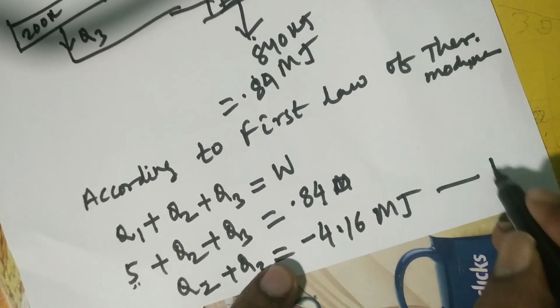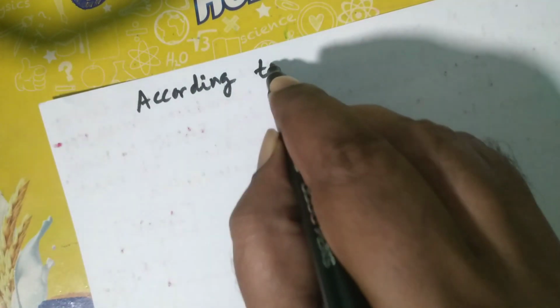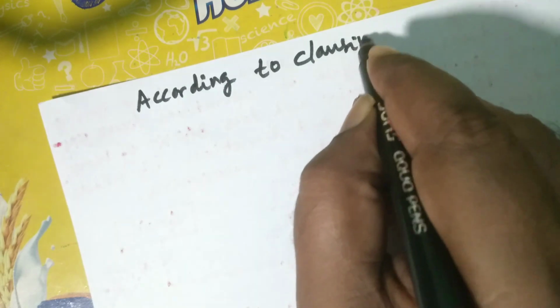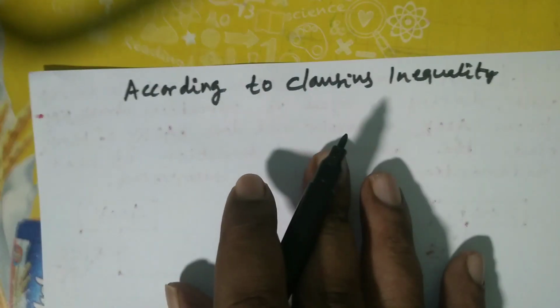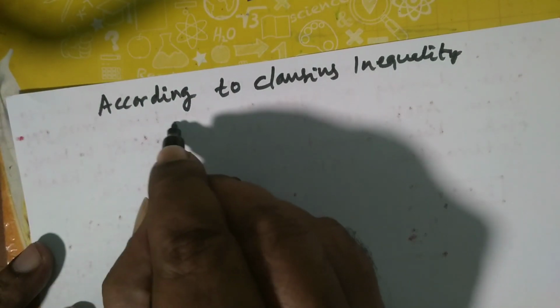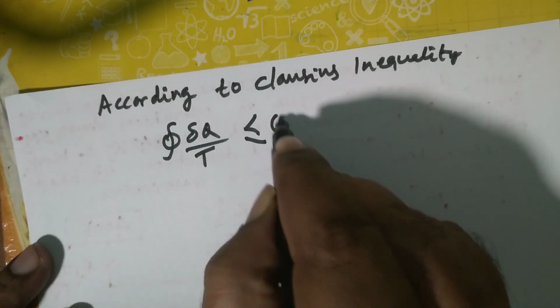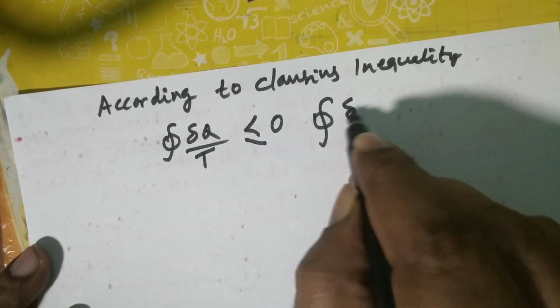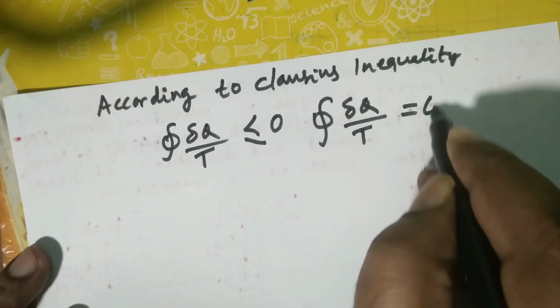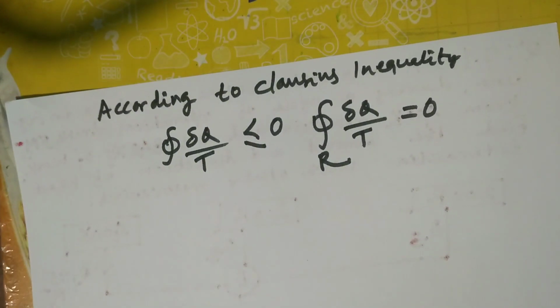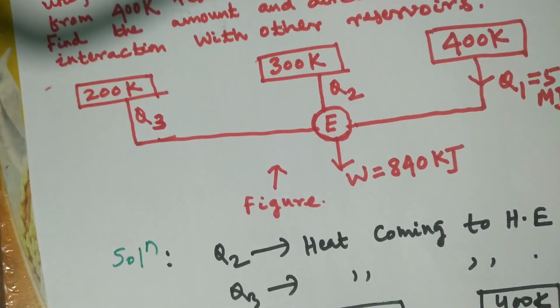And this is equation 1. According to Clausius inequality, which is valid for cycles only, the cyclic integral of del q by T is less than or equal to 0, and in fact the cyclic integral of del q by T equals 0 for a reversible cycle. So here this is a case of a reversible heat engine.